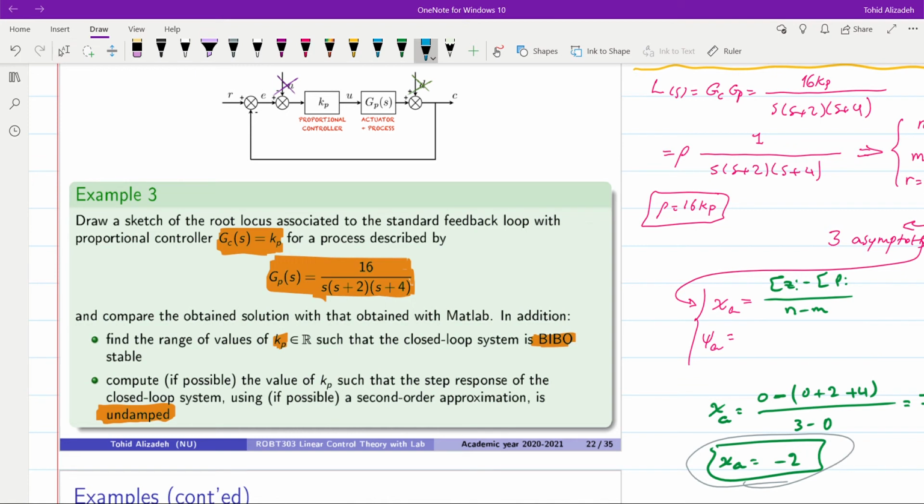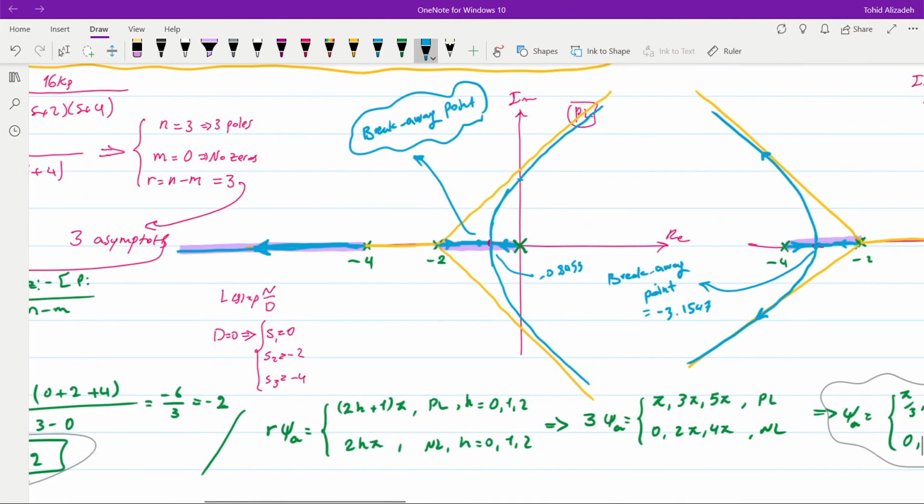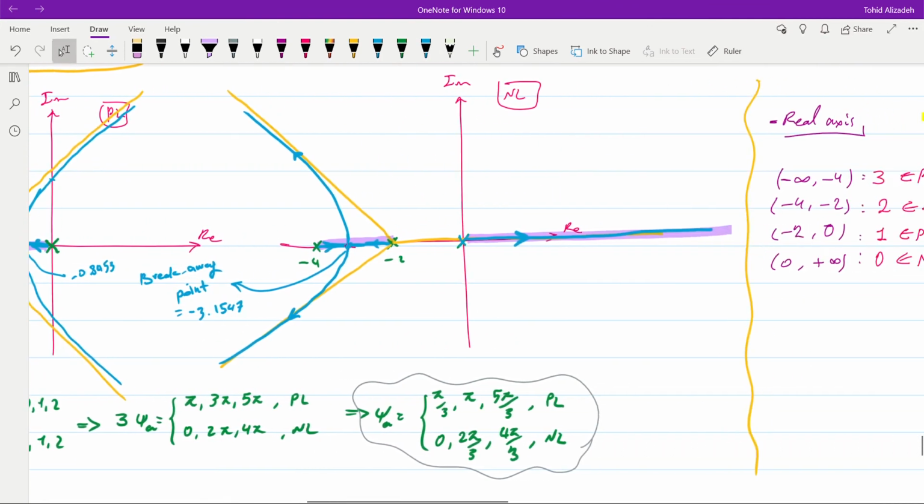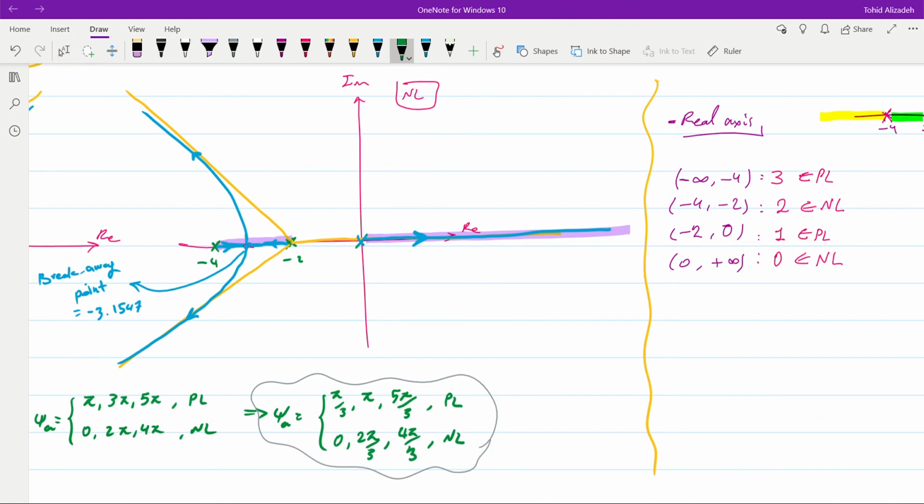We need to find the range of values of Kp in R such that the closed loop system is stable, and then we will see whether we can have the system approximated as an underdamped system. These are kind of related to each other, but let's have a look. So if we look at the negative locus, you can see that for any value of Kp or rho smaller than 0, there will be one pole on the right half plane.